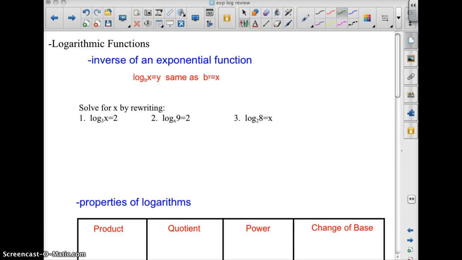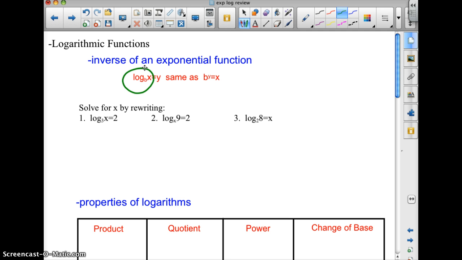Okay, logarithmic functions. It's the inverse of an exponential function. If you have log base b of x equals y, that's the same thing as b to the y equals x. Because remember, a logarithm is just an exponent. A log is equal to an exponent, and the base stays the base. So if I wanted to convert it, the b stays the b. You come over here, you pick up the exponent, and then that equals x.